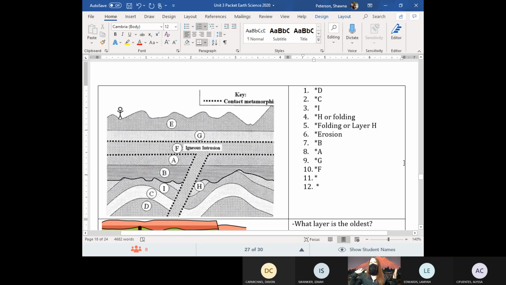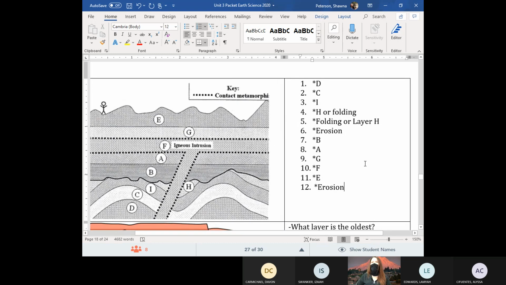Then what came after layer F? Oh, we have G, then F. What's last? All right, so take a couple minutes, fix that. Everyone screws up the G and the F, but that's okay.